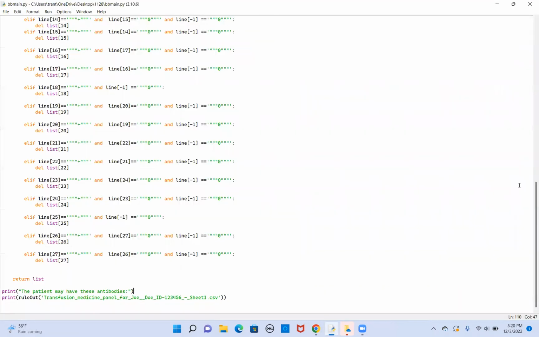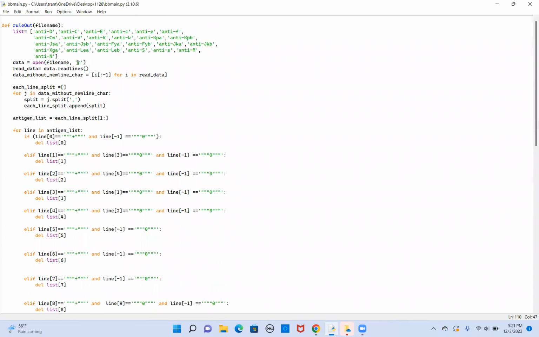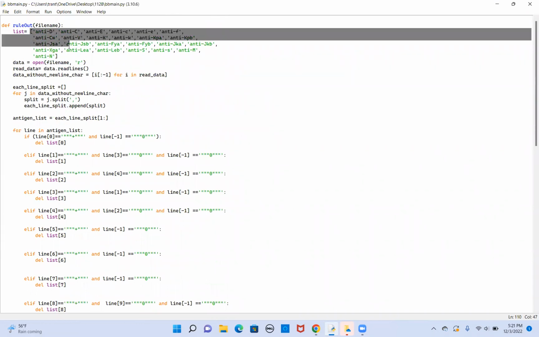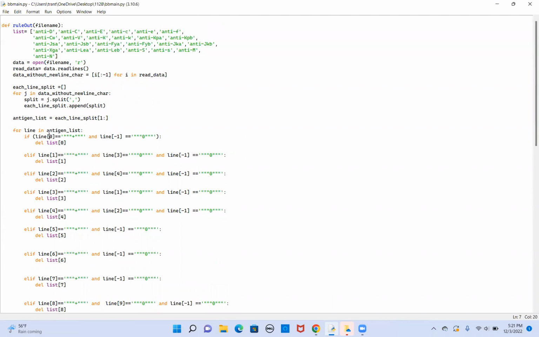With Python, firstly, I set up a list of the antibodies that the patient may have. And Python will read the file. For each of the antigens, if it is positive and the final result is negative, the corresponding antibody is ruled out.